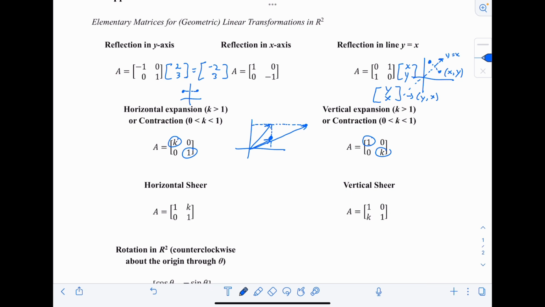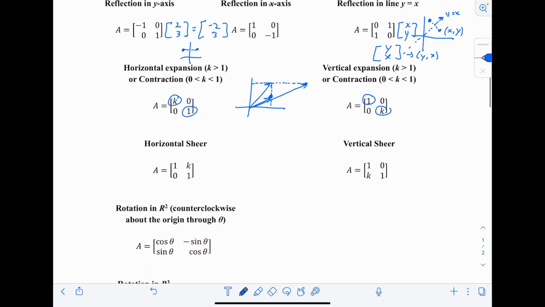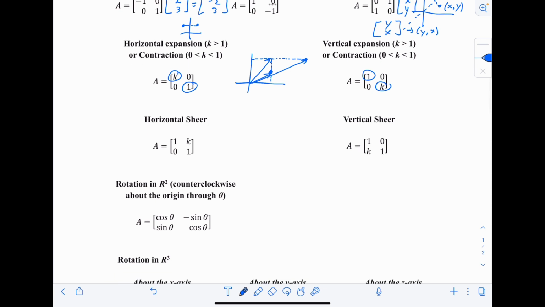All right. Horizontal and vertical shear. This was actually a much lesser known one. Most people don't really know what a shear is. It's not something we talk too often about in math.